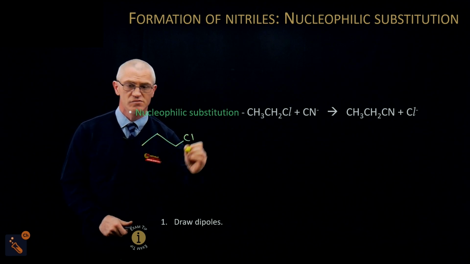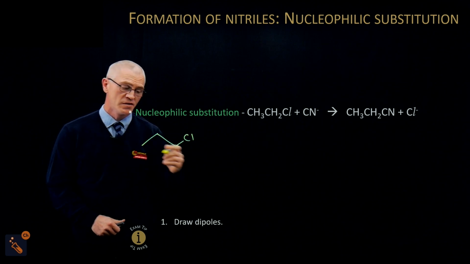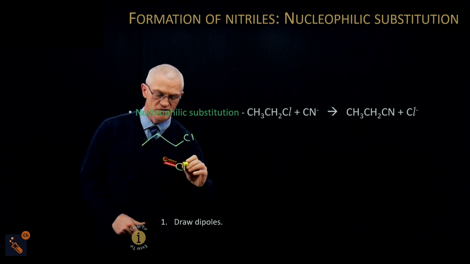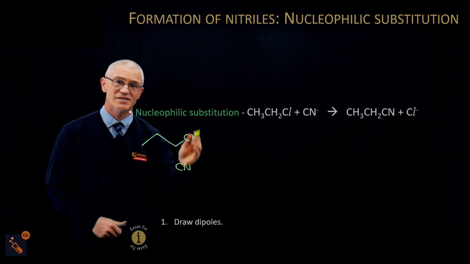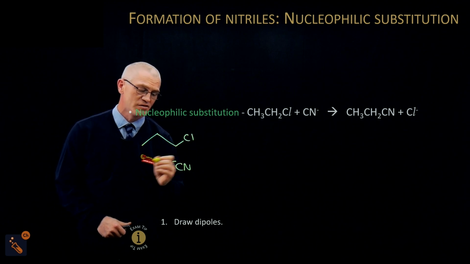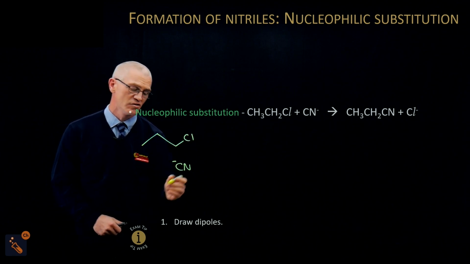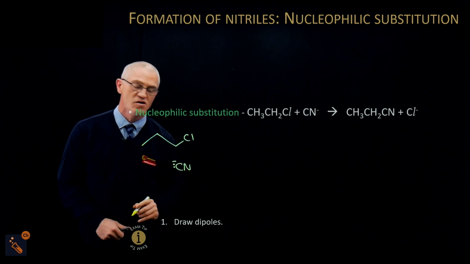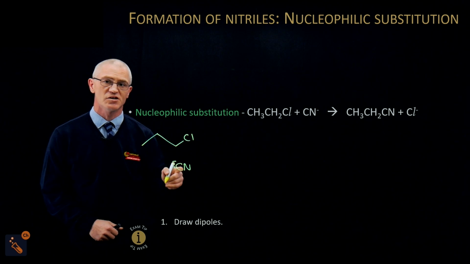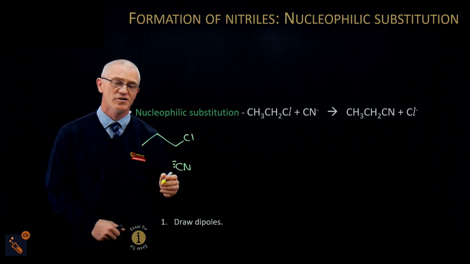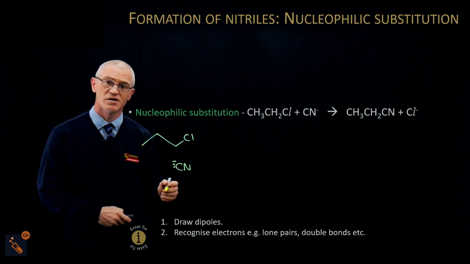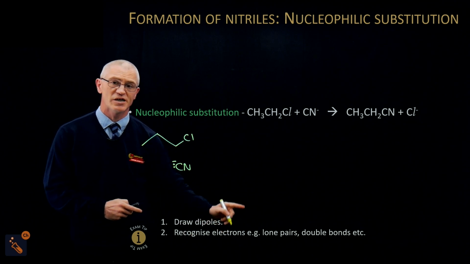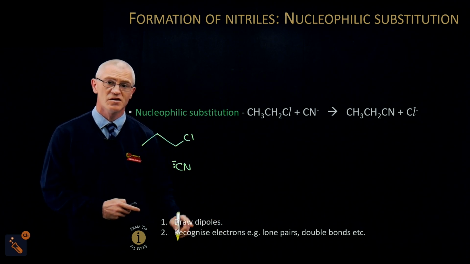So there you have your Cl, and then you have your CN. Now, remember I said the minus is on the carbon, it is not on the nitrogen. That means there's a lone pair of electrons on that carbon. Now, if there's a lone pair of electrons on that carbon, we go for our next point, which is recognize the electrons, the lone pairs, the double bonds, etc. So that's my recognizing the electrons. I know there's a lone pair of electrons on there.